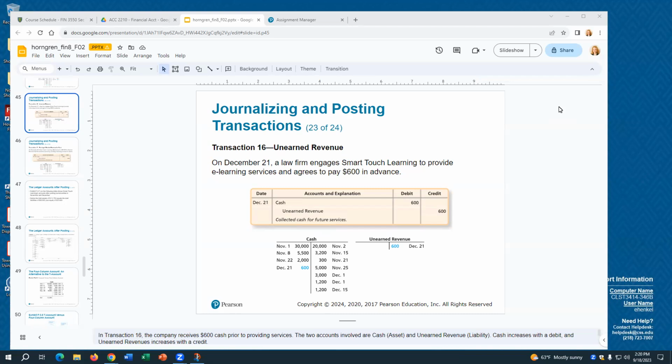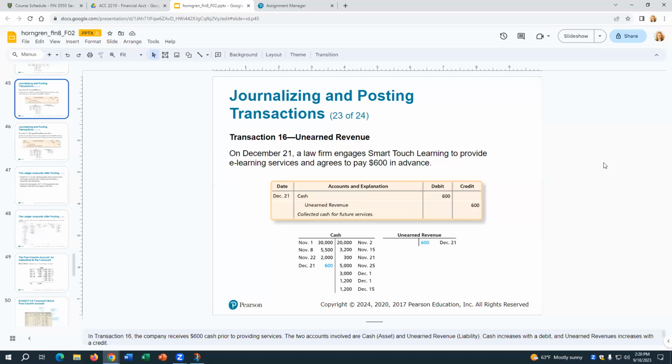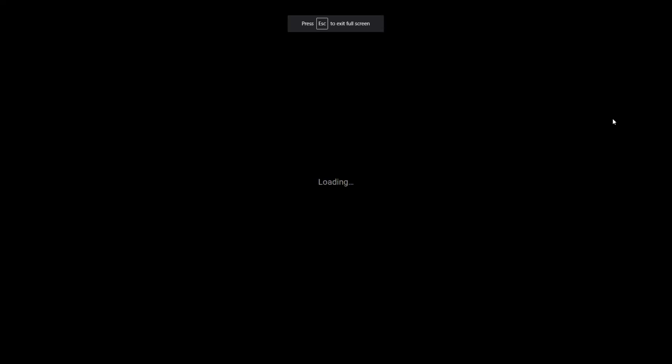So once we've created our journal entry, in this example, they had a law firm that engaged a consulting company to provide some e-learning services, so some classes or whatever, and they're paying $600 in advance for those services. Under that situation, just like if we're buying an airplane ticket in advance, there's a prepayment before they've actually earned the revenues. So we don't want to record it as revenues right away because we haven't earned it, right?